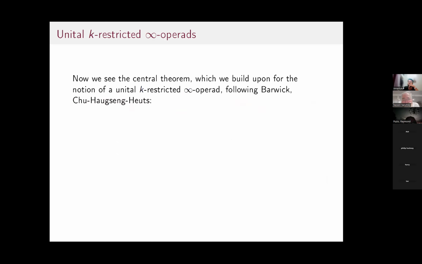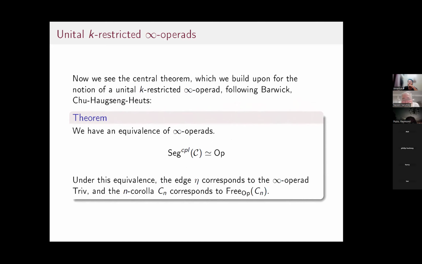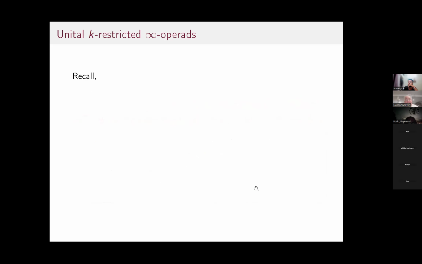So here's the central theorem that we build on. As I mentioned, this follows Barwick, Schommer-Pries, and Hinich. You have an equivalence of infinity-operads. They prove that if you take the Segal presheaves, then you get the category of infinity-operads. Under this equivalence, eta corresponds to the infinity-operad trivial, and as you might remember, the n-corolla corresponds to free over Cn.